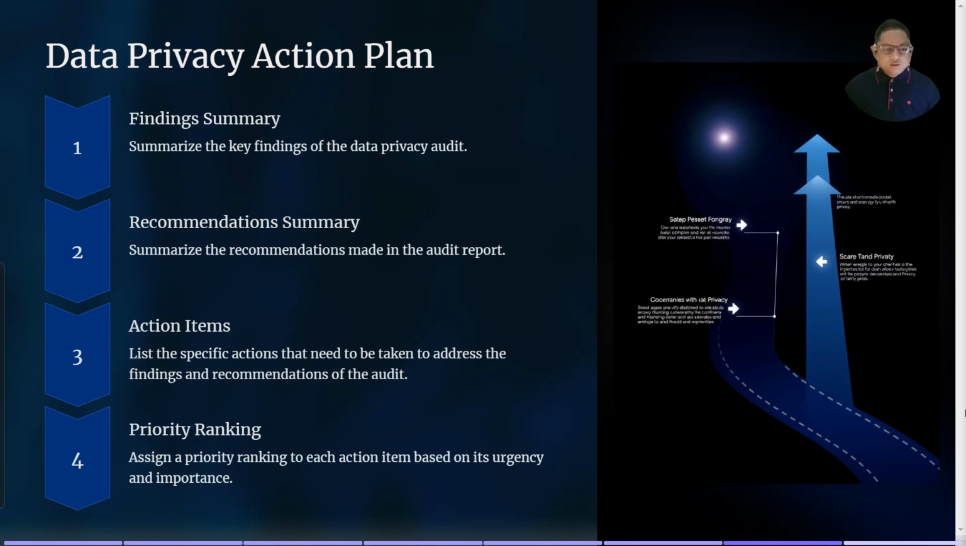Third, action items. List the specific actions that need to be taken to address the findings and recommendations of the audit. Fourth, priority ranking. Assign a priority ranking to each action item based on its urgency and importance.